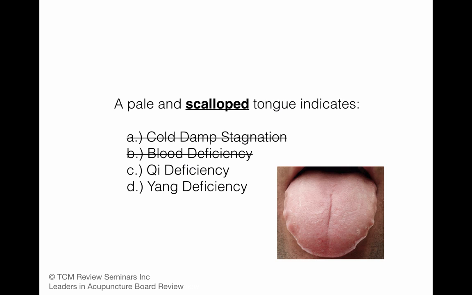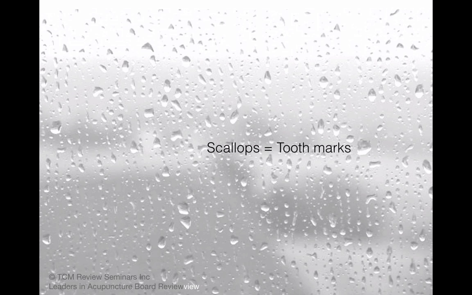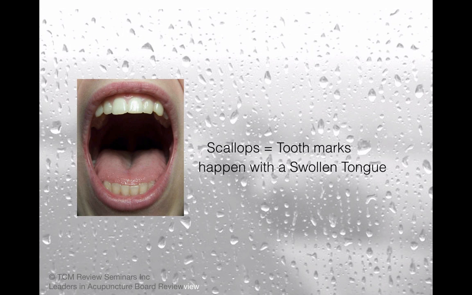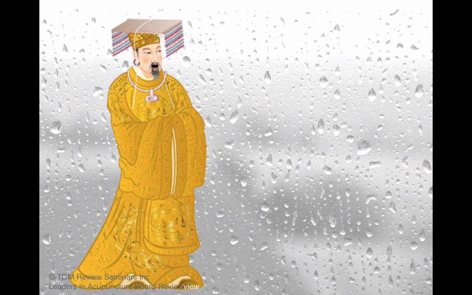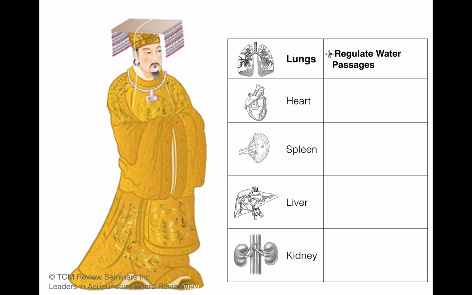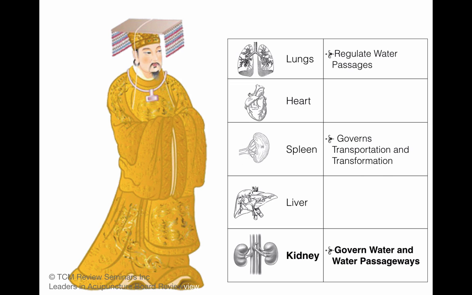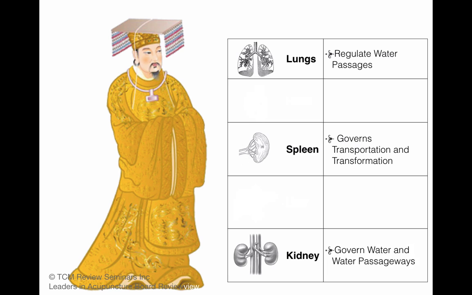And scalloped means that there's tooth marks along the borders of the tongue. It also implies that there's a problem with fluid metabolism, and so the tongue becomes swollen. And when it's swollen, it presses against the edges of the teeth. And when we look at fluid metabolism and which organs are involved, we have the lungs, which regulate water passages, the spleen, which governs transportation and transformation, and the kidneys, which govern water and water passages. So the three main zang organs involved in water metabolism are the lungs, spleen, and kidney.